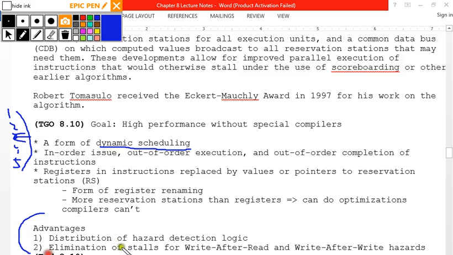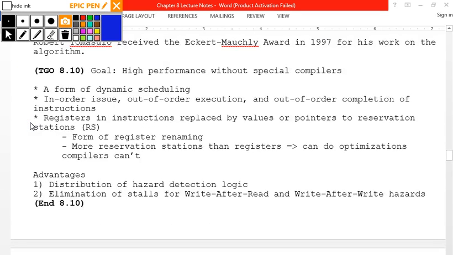And so the two main advantages: distribution of hazard detection logic. Let me scroll up a little bit for those in the back. We're going to discuss why this is important in a second. We have more reservation stations than registers. Therefore, you can do optimizations that compilers cannot. Register renaming, being able to distribute values to complete faster processing. And the advantage there is distribution of hazard detection logic.